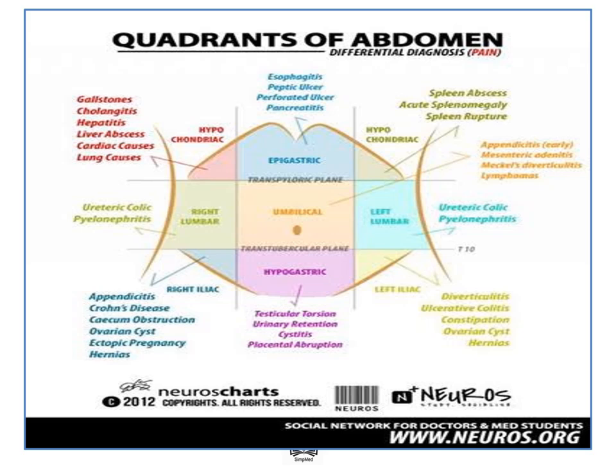Then, with the right and left iliac fossa, the right iliac fossa or right iliac region could have appendicitis as a common cause, Crohn's disease, cecum obstruction, ovarian cyst in females, ectopic pregnancy in females, and hernias could be the pathologies in relation to pain at that region. Then the left iliac fossa could have diverticulitis, ulcerative colitis, constipation, ovarian cyst, and hernias as well. And then finally, in the hypogastric region, the pathologies that could cause pain in that area could be testicular torsion in males, urinary retention, cystitis, and then placental abruption in females.